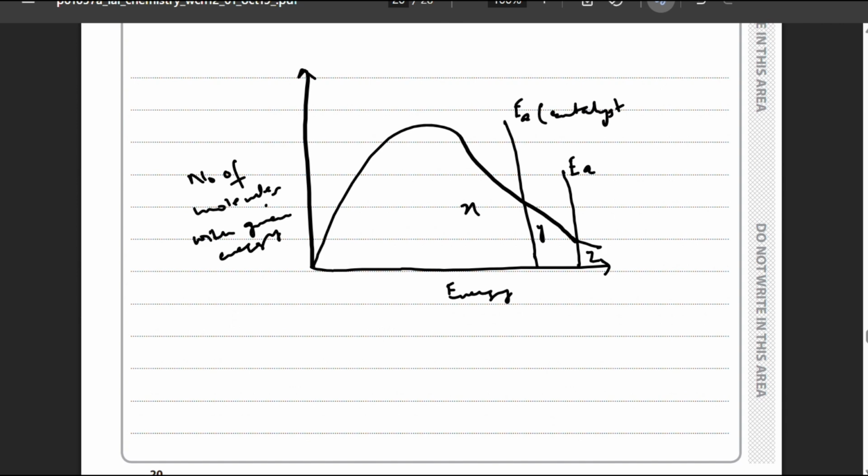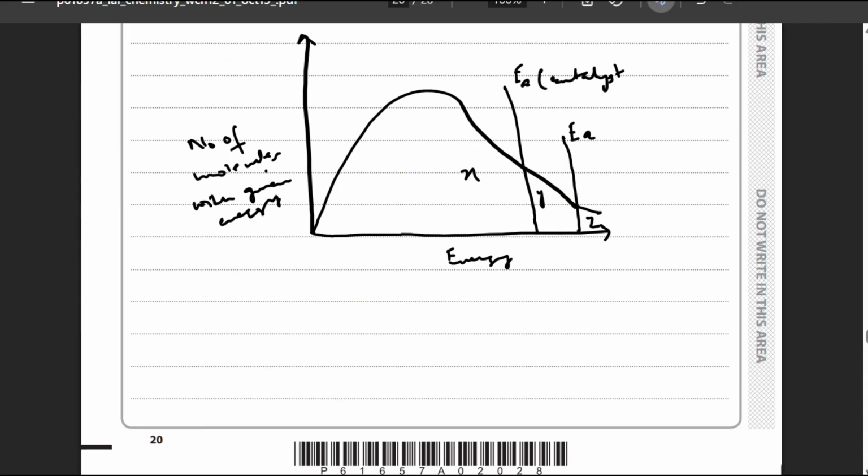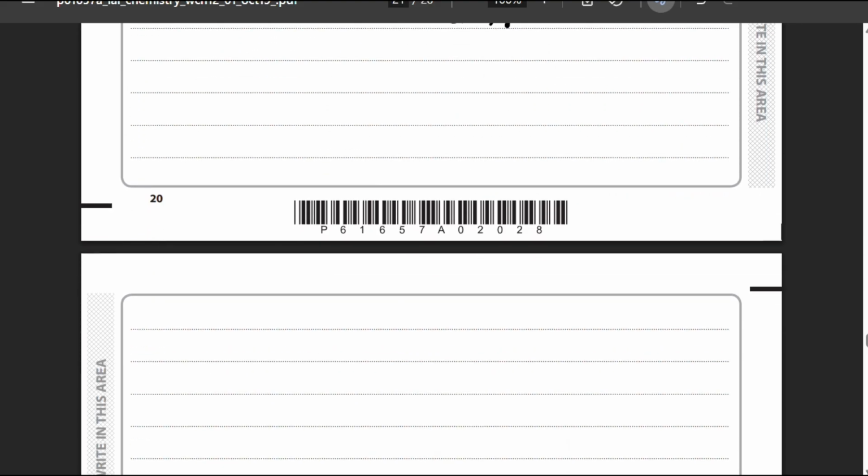So you need to write the points that increasing temperature increases the energy of all the molecules. As a result, the collisions will increase, so the rate of the reaction will increase. Adding the catalyst provides an alternate pathway which lowers the activation energy, so more molecules.